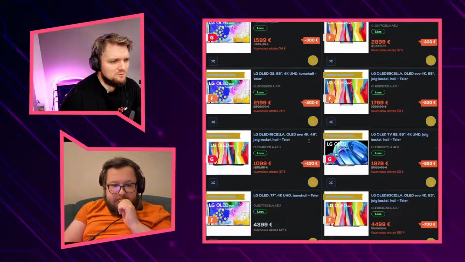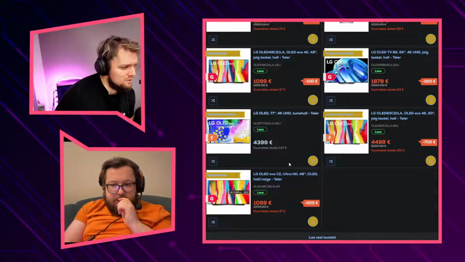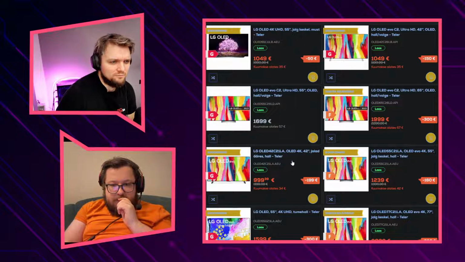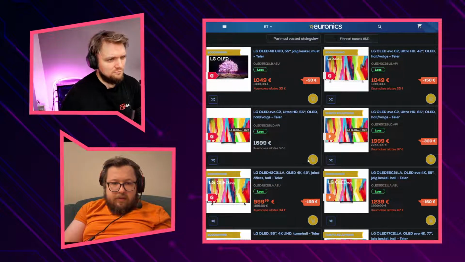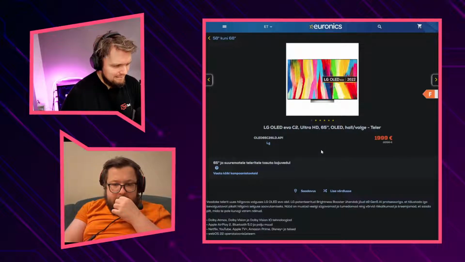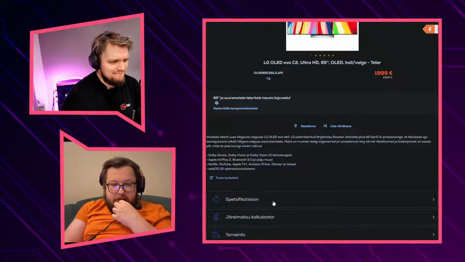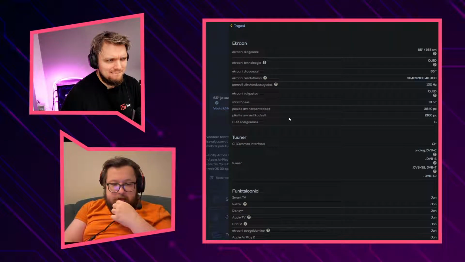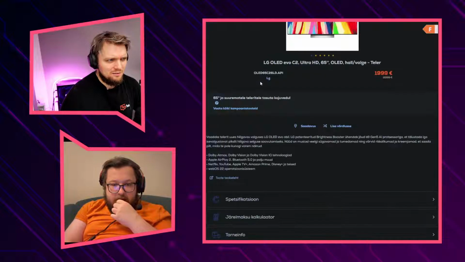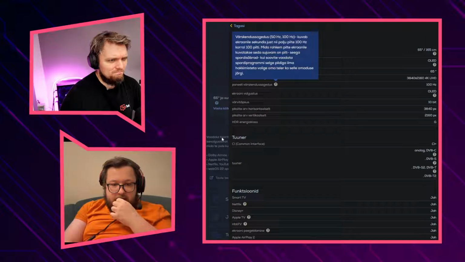How is that possible? If you look at the Euronics page for the LG C2 TVs, it says that it has 100 hertz refresh rate, not 120 hertz. Oh, interesting. I don't know.